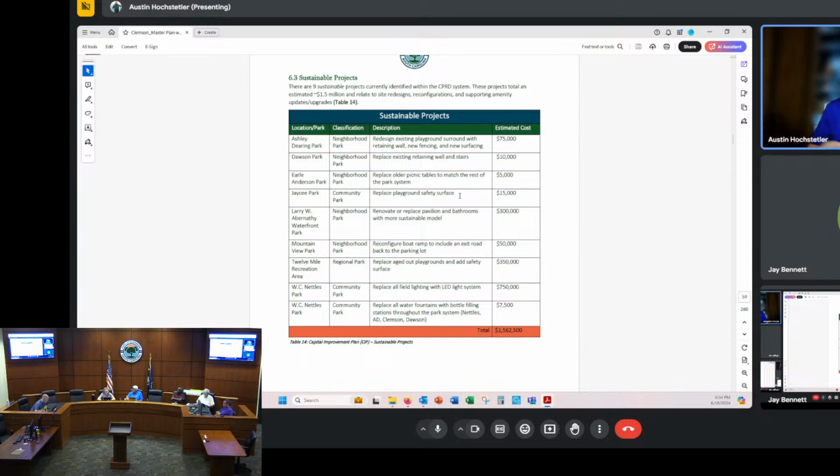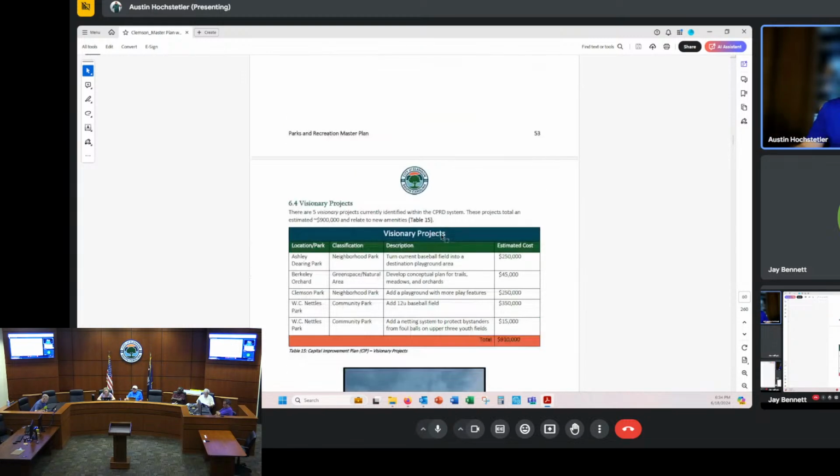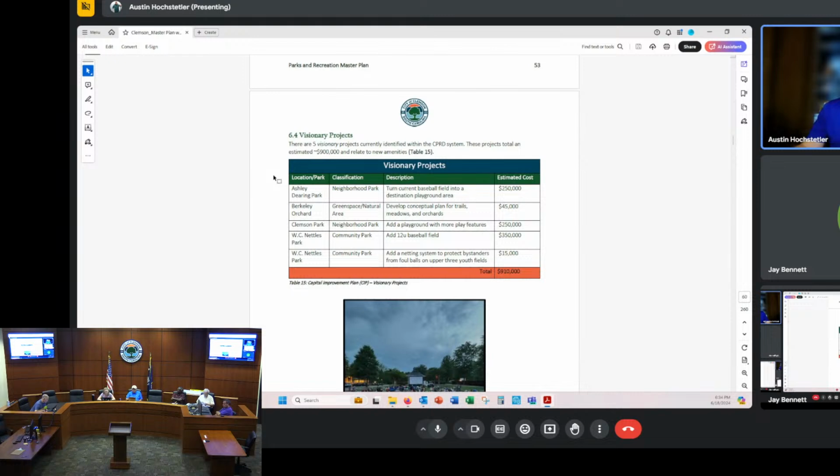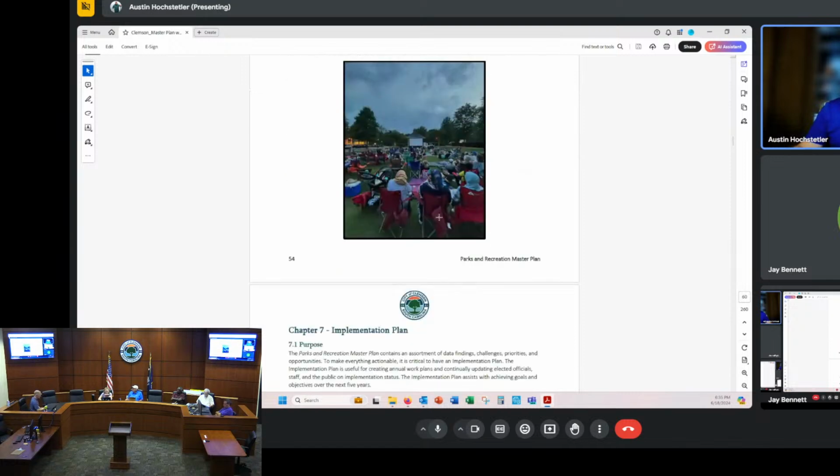Right now, it may not be critical, but it's something we need to do to continue the use of that particular facility. And then lastly, we identified visionary projects, like turning the current baseball field into a destination playground. That's something different, something new based on user feedback and non-user feedback. These are things the community would like to see added to the system. So visionary projects are more about things not currently within the system.